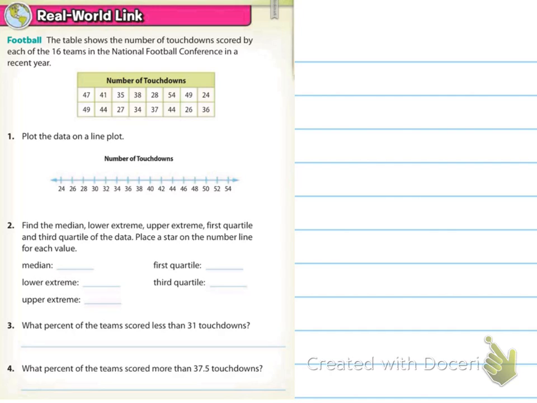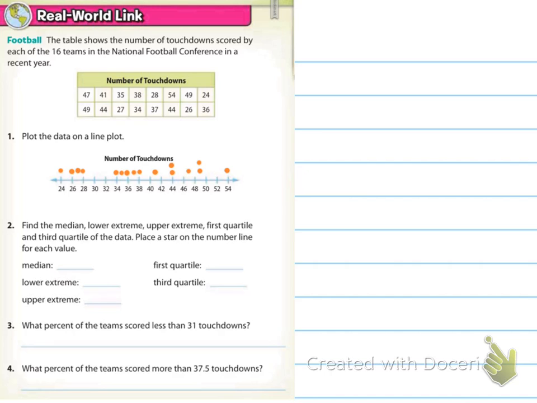So we're going to look at the real world link, and it says that the table shows the number of touchdowns scored by each of the 16 teams in the National Football Conference in a recent year. So there's 16 values here. It wants us to plot the data on the line plot. So again, we're going to do our little X's on our line plot here to represent each of these amounts. You can do an X or you can do a dot, whatever is up to you. So go ahead and do that now, please. Pause the video.